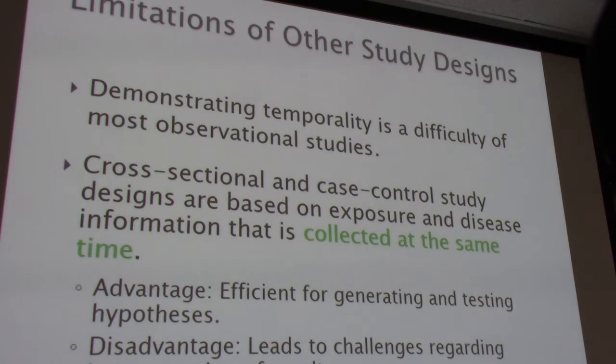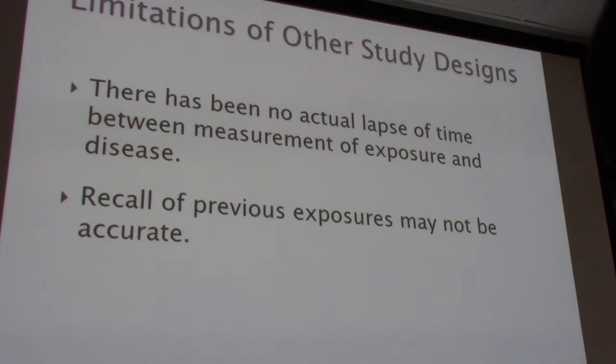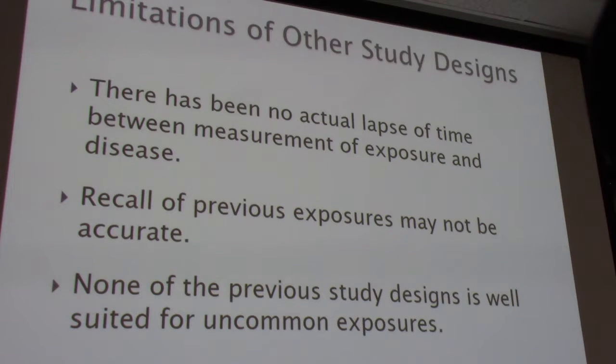Again, it's the temporality issue that's always difficult. Cross-sectional and case control study designs are based on exposure and disease information that's collected at the same time. This is efficient because you can do it all at once, but it's not good for looking at temporality, and it can be challenging sometimes to interpret the results. There's been no actual lapse of time in these study designs between when you measure the exposure and the disease. If you are trying to look at things that happened in the past, then you always have the issue of recall bias.